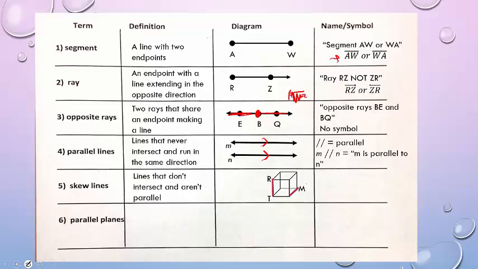So for example, line MJ and line RT, they're definitely not parallel because they're not running in the same direction, but they aren't touching either. So we would call those skew. So skew lines have to be in different dimensions, otherwise they would touch. There is no symbol for skew, so we just write skew. And we would just say line RT is skew to line JM.